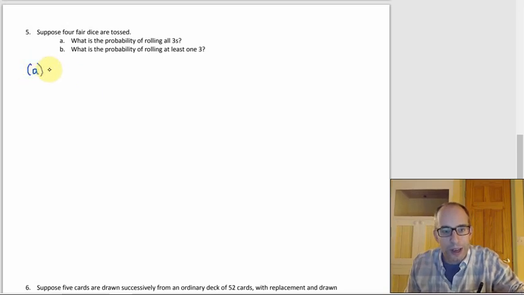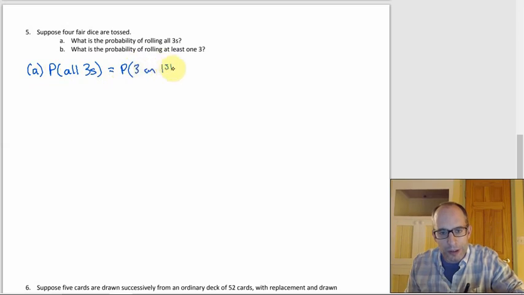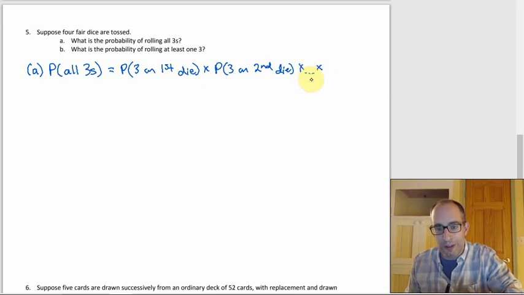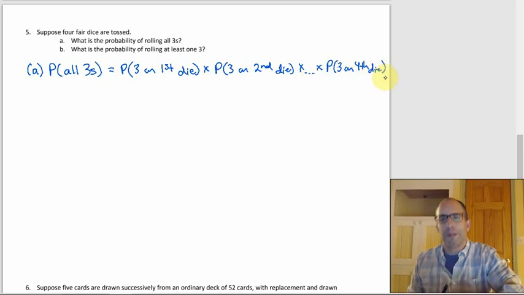So for part A, the probability of all 3s, it would be the probability of 3 on the first die times the probability of a 3 on the second die. And I'm going to have to kind of shorten this just to fit everything on the page. There would be probably 3 on third die where I have the ellipsis, the 3 dots, times the probability of the 3 on the fourth die. Fits on the page barely.